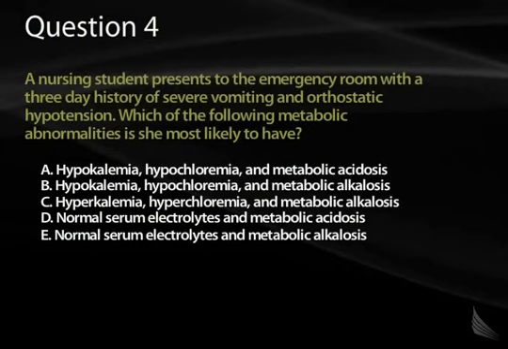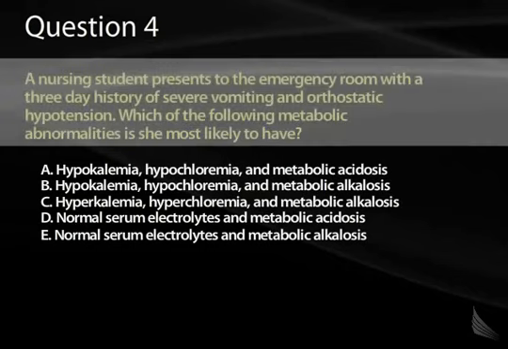Question number 4. A nursing student presents to the emergency room with a 3-day history of severe vomiting and orthostatic hypotension. Which of the following metabolic abnormalities is she most likely to have? A. Hypokalemia, hypochloremia, and metabolic acidosis. B. Hypokalemia, hypochloremia, and metabolic alkalosis. C. Hyperkalemia, hyperchloremia, and metabolic alkalosis. D. Normal serum electrolytes and metabolic acidosis. Or E. Normal serum electrolytes and metabolic alkalosis.